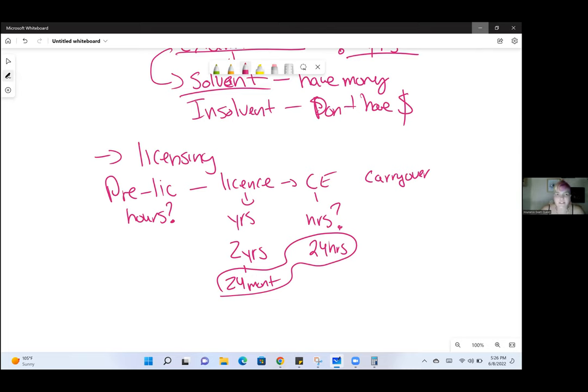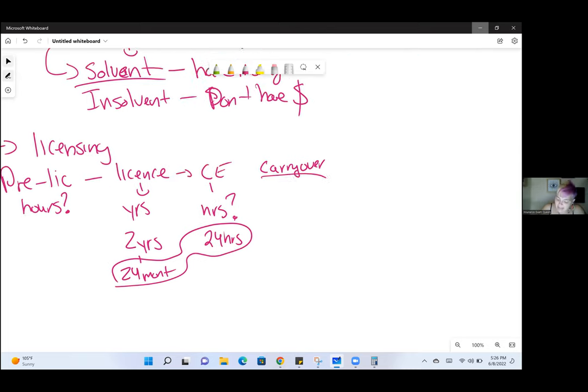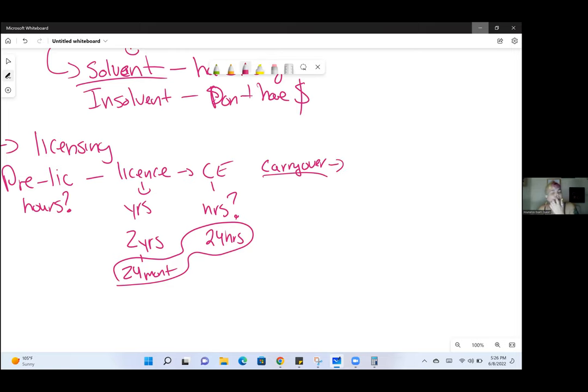Now, let's say you only need 24 hours, but you took a class that's 30 hours, which means you had 6 extra hours. Some states will allow you to carry that over, some won't. Just know what it is for you. The last thing with licenses is paying attention to your birth month. Generally, your license will not renew based on when you got it. It will be based on your birth month. So pay attention to when you have to do the CE. Usually it's every 2 years or every 3 years on your birth month. So pay attention to that.